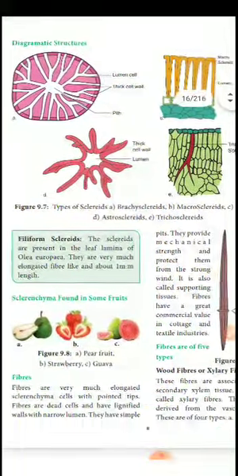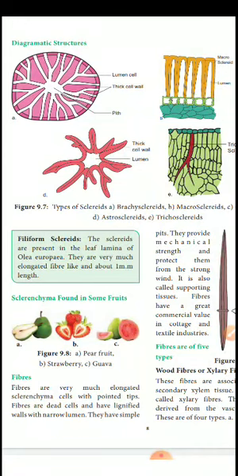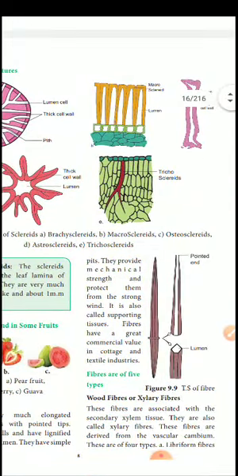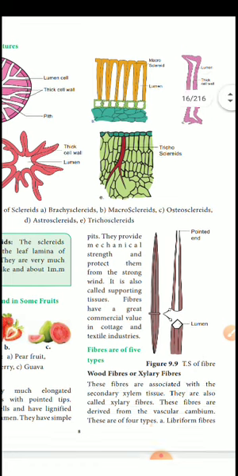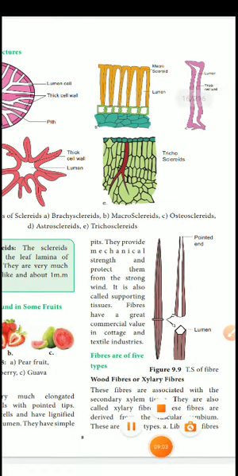Next, fibers are very much elongated sclerenchymatous cells with pointed tips. They are elongated with a narrow lumen. They have simple pits and provide mechanical strength to the plant. Only then do we call it a supporting tissue. There are 5 types of fibers. We can see them in the next class. Thank you.